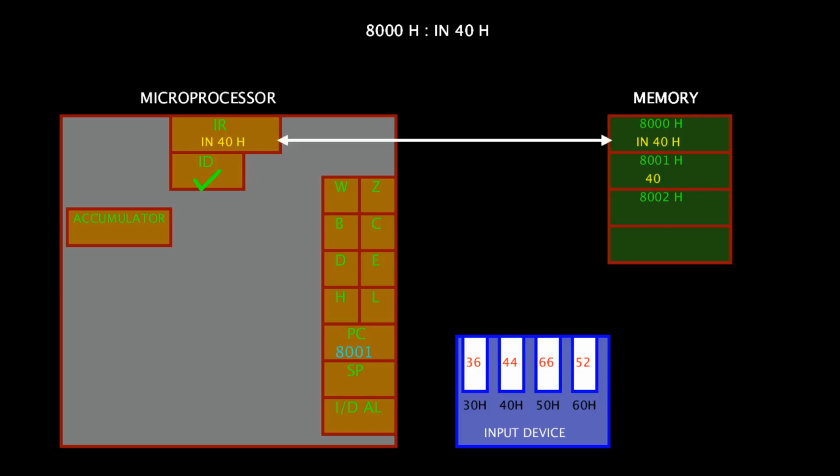Then the data at location 8001 gets copied to register Z. After this, the data at location 40H of the input device gets copied to the accumulator. And then the program counter gets incremented by 1 and becomes 8002.